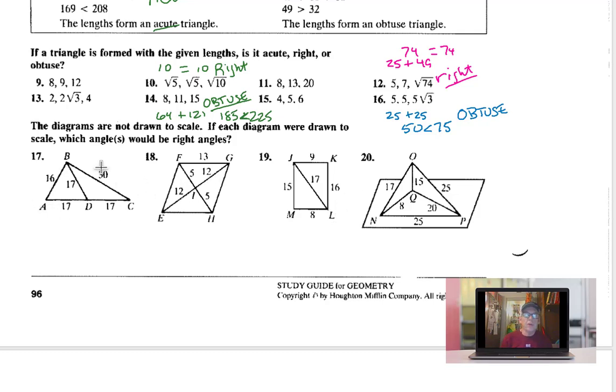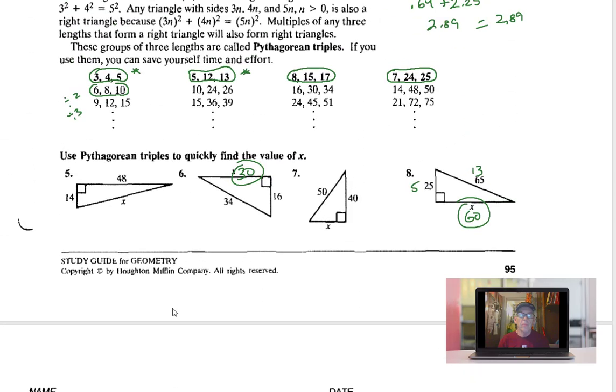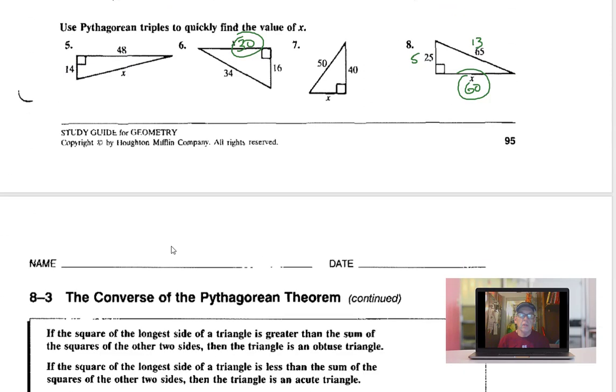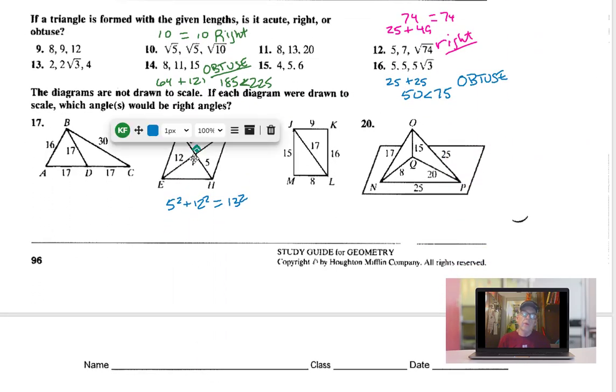Okay, let's look at number 18. Diagrams are not drawn to scale. Which angles would be right angles? So they're giving us some dimensions here in this triangle. Here's a 5, 12, 13. That tells us that this is a right angle because this is a Pythagorean triple. 5 squared plus 12 squared is equal to 13 squared. We can go back up and look at our list here if we don't remember it. Here's our 5, 12, 13. So that's a Pythagorean triple. We know we have a right triangle. Now, by vertical angles, this angle is going to be right. By linear pairs, these are all going to be right.